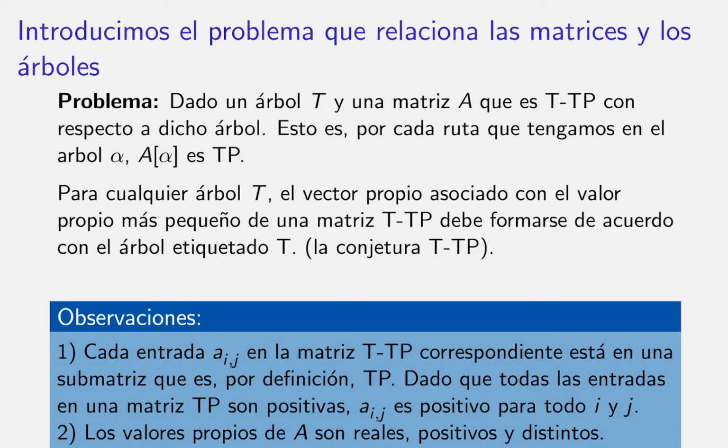Now, let's introduce the problem. So the problem is just the following. You give me one tree, T. You give me a matrix which is TP with respect to this tree. Now I'll tell you what exactly that means.